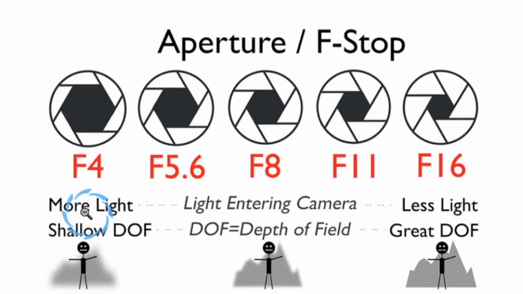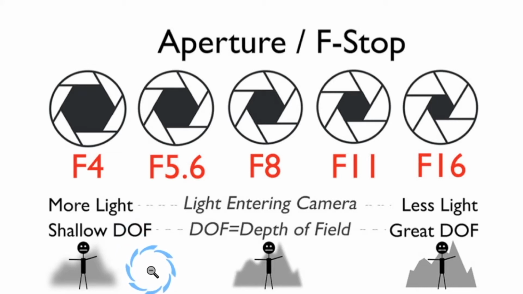Down here at f4, we can see it's letting in more light. And as we get smaller, it's letting in less light. Why? Because the opening is much smaller. So the lower the number, the more light it lets in; the higher the number, the less light. The second aspect here, and we can see this with this little guy, is that the background is all blurry. It has a shallow depth of field.